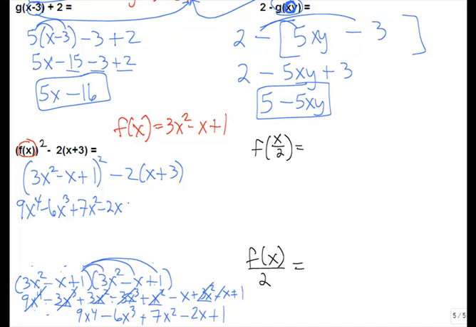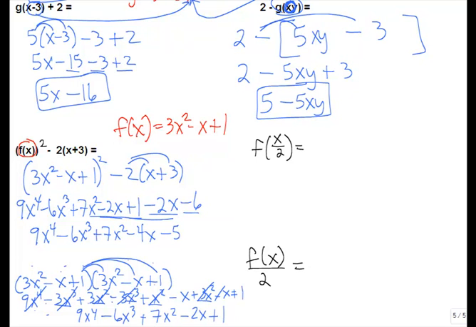2x plus 1. And then I just need to distribute this negative 2 across, so I get negative 2x minus 6. And that's going to give me just a couple more like terms, so my final answer will be 9x to the 4th minus 6x cubed plus 7x squared. A minus 2x and a minus 2x is a minus 4x, and a plus 1 minus 6 is a minus 5. And here's my final answer.